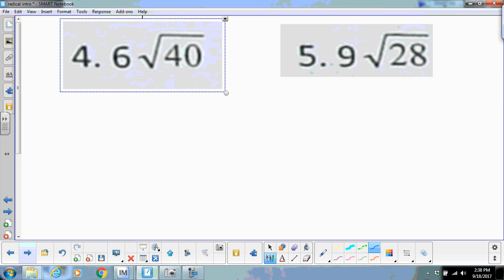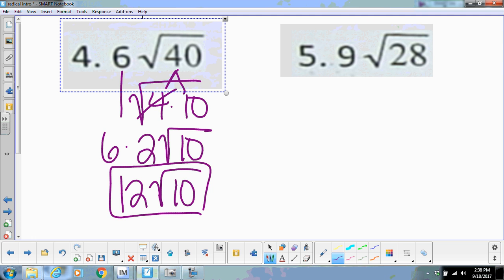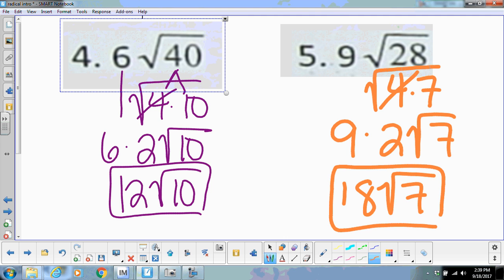All right, so for number 4, 40, perfect squares, I'm going to use 4 and 10. The square root of 4 is 2. 10 stays inside. Bring down your 6, which gives you 12 radical 10. Perfect square for 28 is going to be 4 and 7. Square root of 4 is 2. 7 on the inside, and 2 times 9 gives me 18. Okay, so there's 4 and 5 using your perfect square method. I'm going to go back and do the factor tree method in just a second.